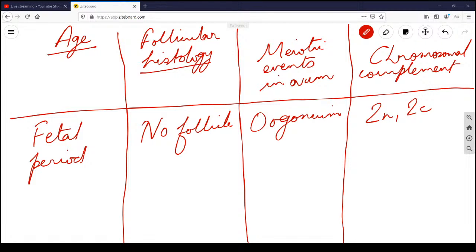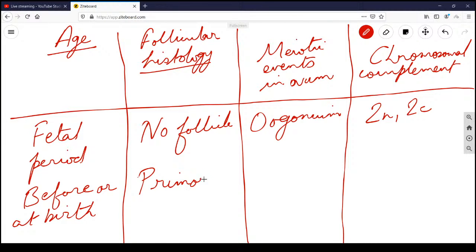Now before or at birth, the follicular histology shows a primordial follicle. We'll describe everything in detail, don't worry. Just note down this table first. Primordial follicle. Then we'll have the primary oocyte. Here we had mitosis: the oogonium became differentiated into primary oocyte.